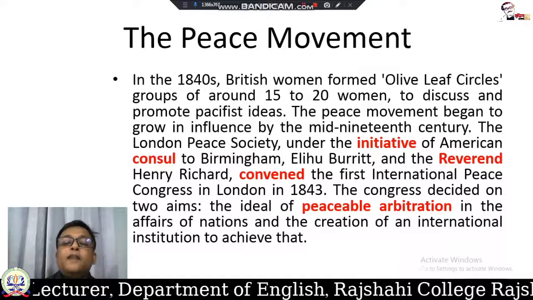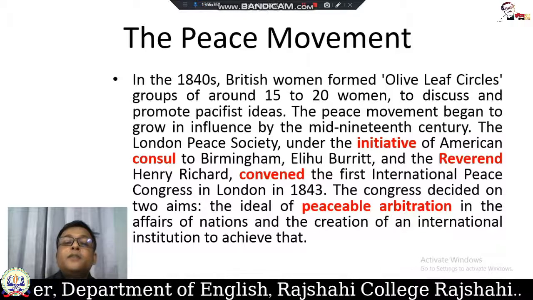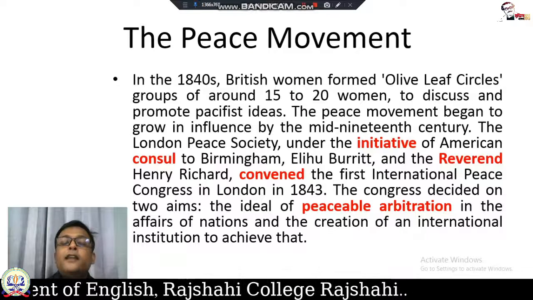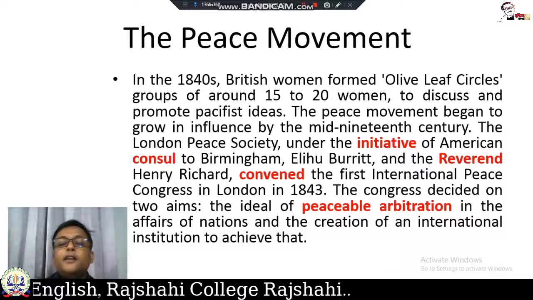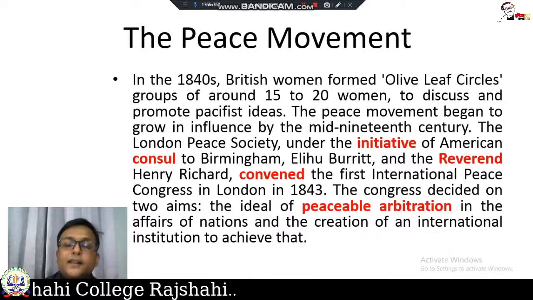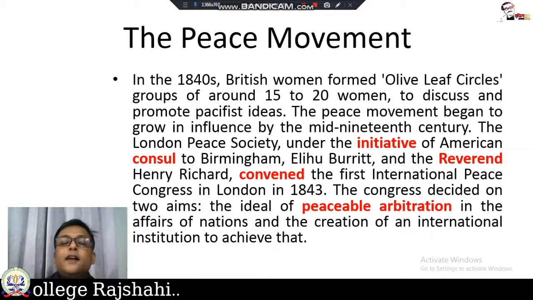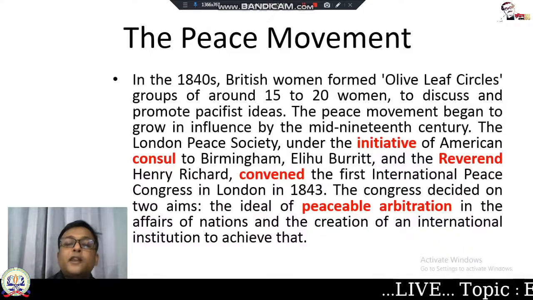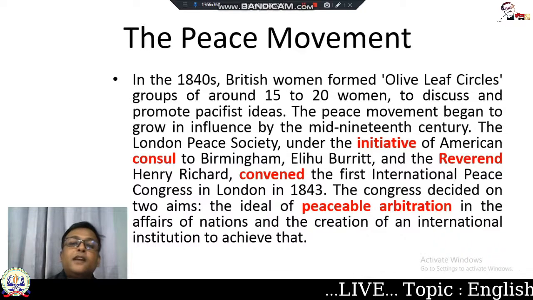So the main objective of the peace conference that was held in London in 1843, they tried to promote two ideas. One is the ideal of peaceable arbitration, and the other was to create an international organization to achieve that kind of goal.